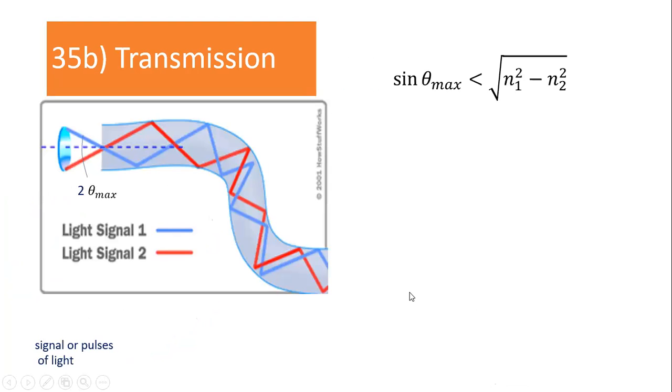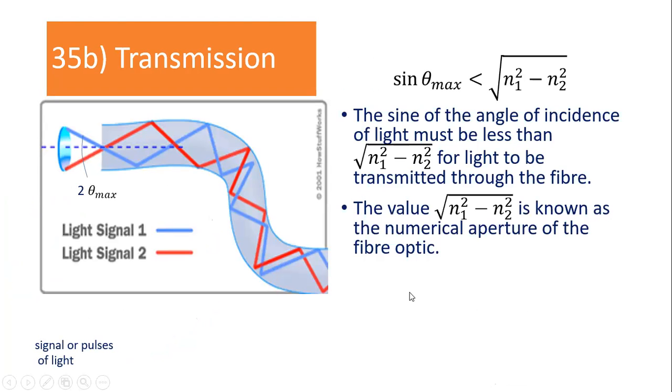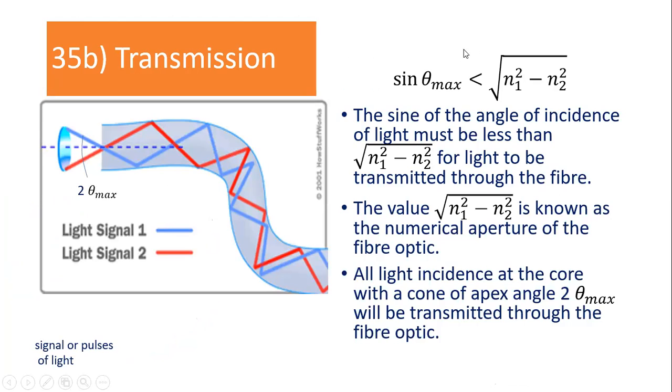Okay, transmission. That's the condition to get your sine theta max. As I said, I'm not going to go over that. This is your 2 theta max, the two angles together. Within that angle, the light can be totally internally reflected.